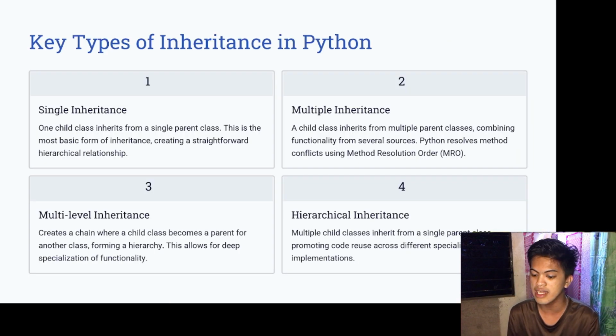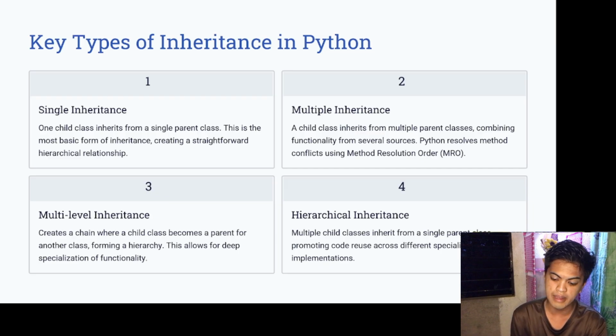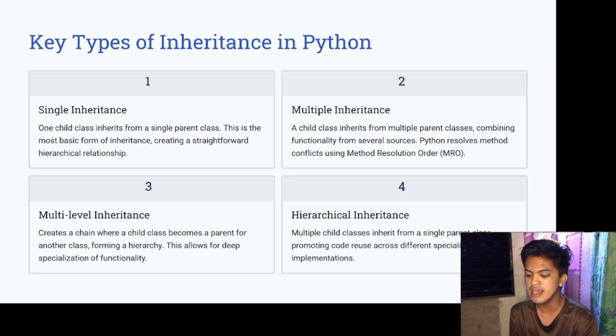So here are the four types of inheritance in Python. First is single inheritance. One child class inherits from a single parent class. This is the most basic form of inheritance, creating a straightforward hierarchical relationship. Second is multiple inheritance. A child class inherits from multiple parent classes, combining functionality from several sources. Python resolves method conflicts using method resolution order, or MRO.